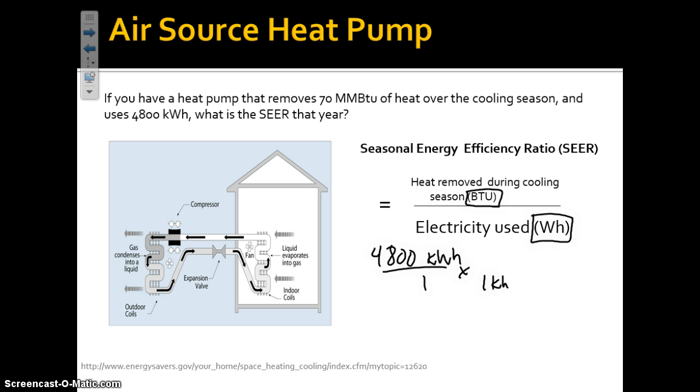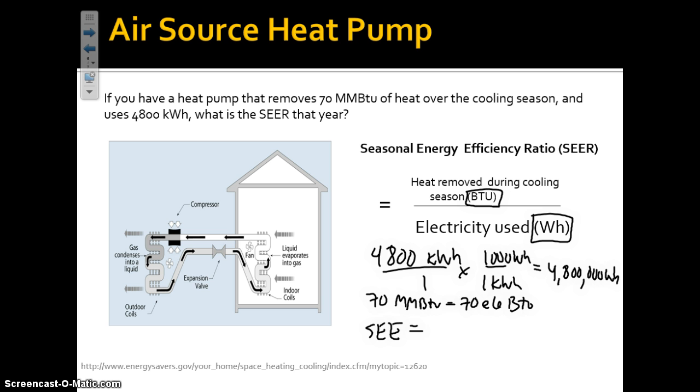So we have 1 kilowatt hour is 1,000 watt hours. So this is going to be 4,800,000 watt hours. And now we have everything we need, because we know that 70 MMBTU is just equal to 70 times 10 to the 6th BTU, right? So my SEER is just going to be dividing these two. So 70 times 10 to the 6th BTU, and you divide that by 4.8 times 10 to the 6th watt hours, okay?